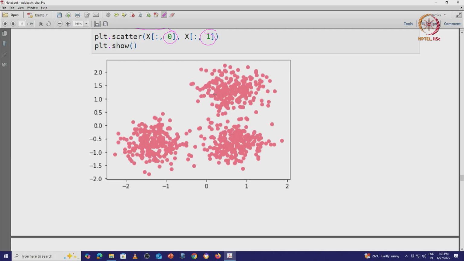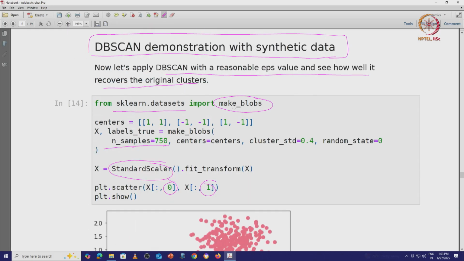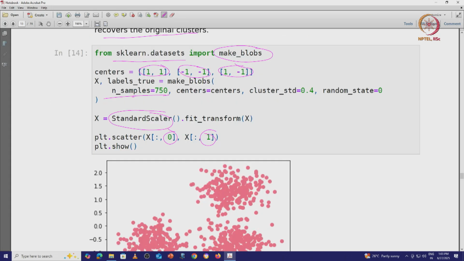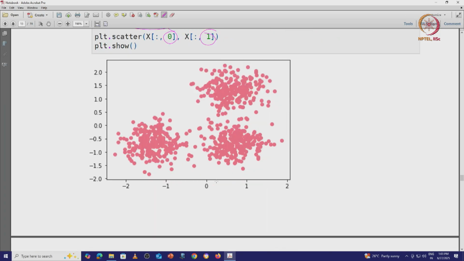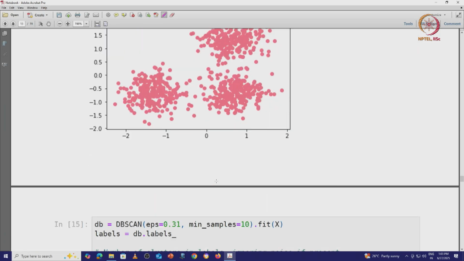Alright, so this is what we are seeing here clearly, right. There are 3 blobs here, that is what we have used the make blobs function. Here we had actually specified the centers of the blobs, right. So that is where (1, 1), (-1, -1) and (1, -1), that is where the centers of these blobs are. We had also specified the standard deviation of every cluster, which is equal in this case to this value. Alright, so now with this data set, can DBSCAN recover the original cluster?